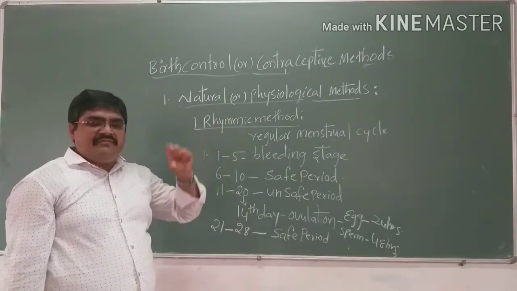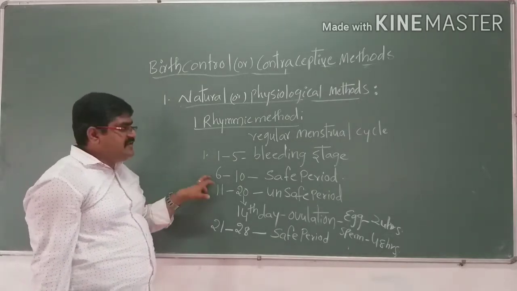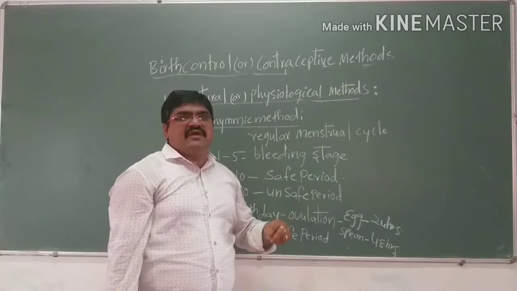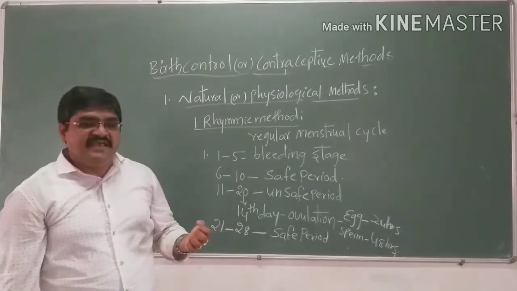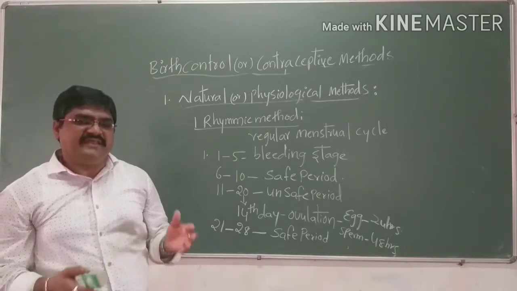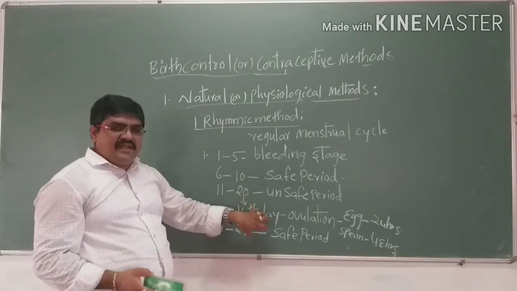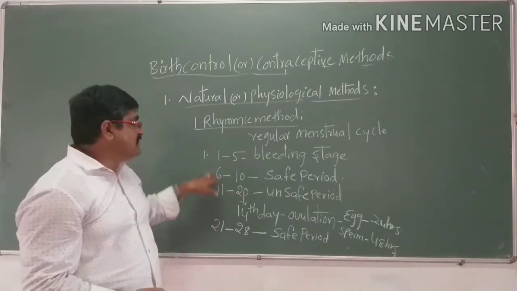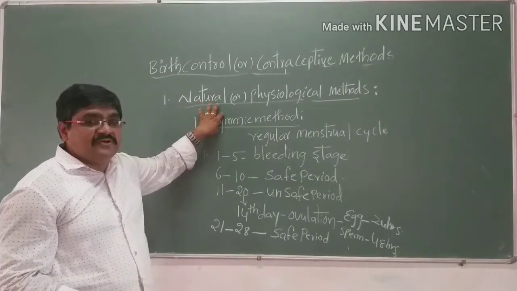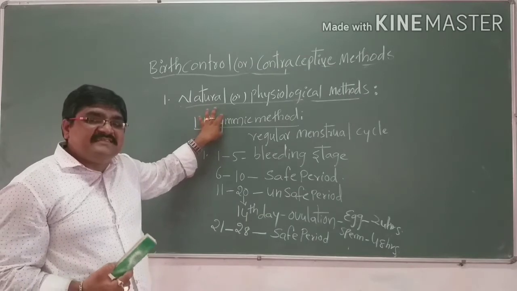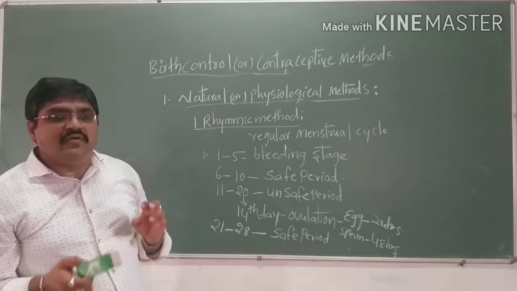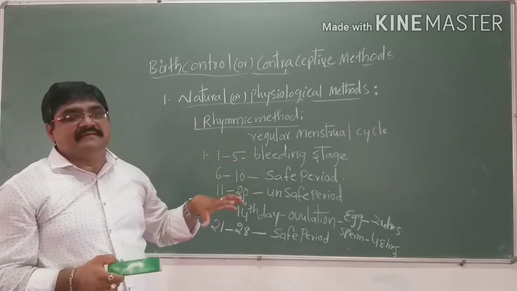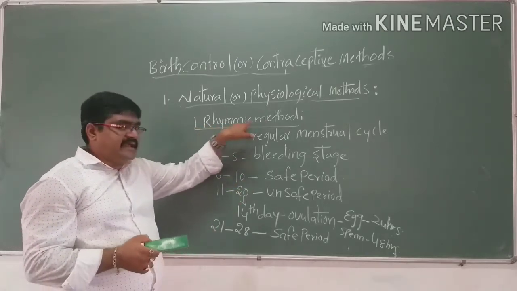By knowing the menstrual cycle, this works only in women with a regular menstrual cycle. When it is irregular, we cannot say, and irregularity can lead to pregnancy. When it is regular, by following these steps, we can control or prevent pregnancy by the rhythmic method. We also have to know the menstrual cycle, where it starts and where it ends. Only then can we prevent pregnancy. That is the first method, the rhythmic method.